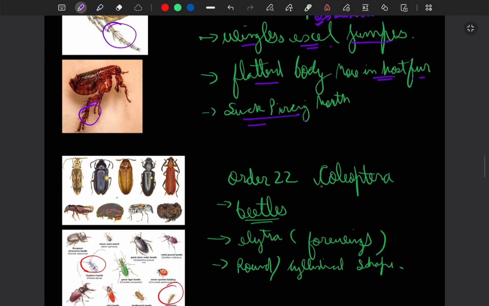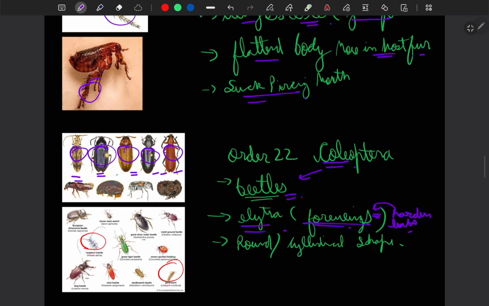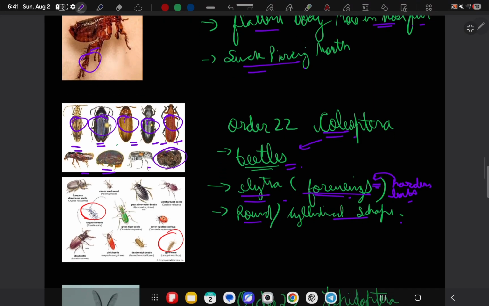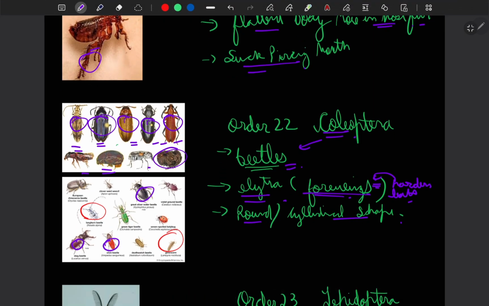Our next order is Coleoptera. Coleoptera are beetles. You can clearly identify them by structures, and the main characteristic structure here is the elytra. These elytra are 4 wings, the hardened leathery coverings of which are modified as forewings. They are round, cylindrical in shape. Beetles, this is a dung beetle. You can clearly see multiple types of beetles here which have the characteristic elytra.